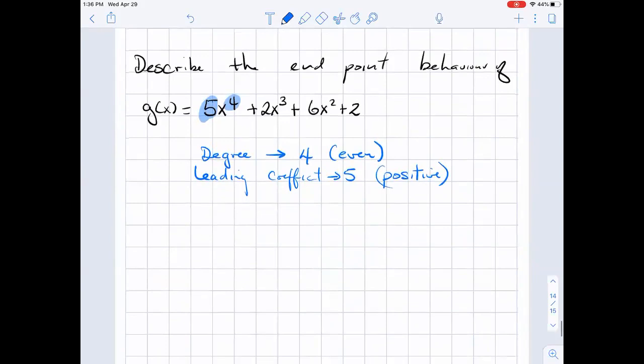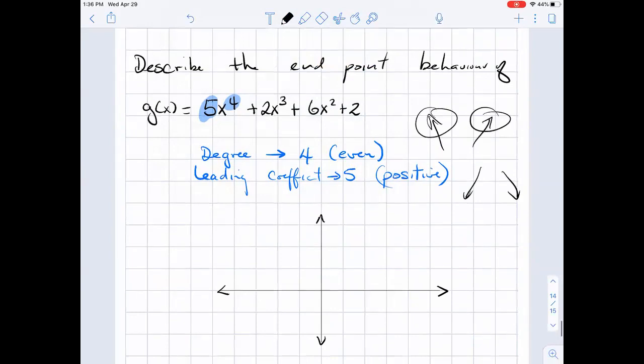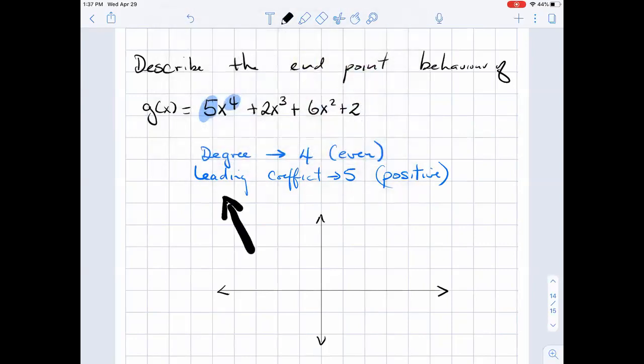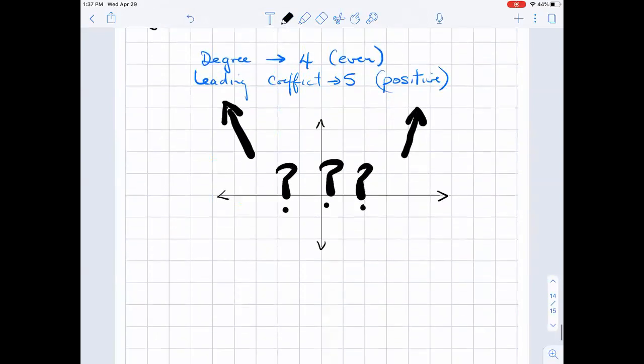So anytime it's even, first of all, we know that the endpoints will be pointing in the same direction. That's all we know. So it's either going to be going up or it's going to be coming down. Both of these ends have to be in the same direction. How do you know if it's going up or down? This guy tells you. If it's positive, it will be going up. So all I can tell is that this graph will be going up this way and up this way. I don't know what's happening in the middle, guys. At least not now. You will learn that the next time we meet, but right now you don't know that.